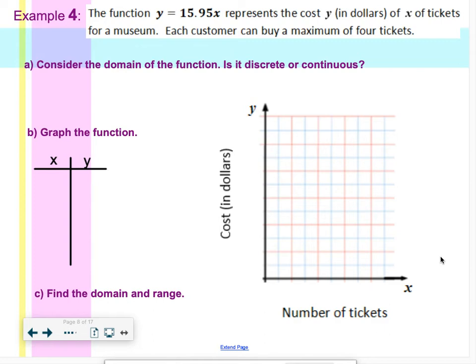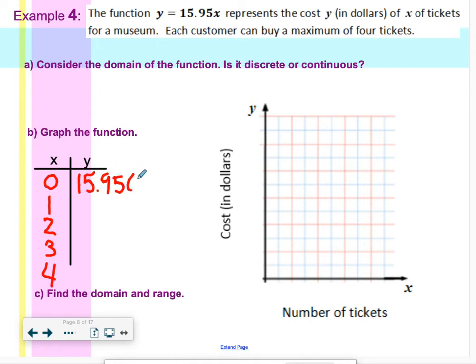So what's the most number of tickets I can buy? 4. And what's the least amount I can buy? 0, right? You don't have to buy any. So wouldn't it make sense to plug in 0, 1, 2, 3, 4? Yeah, good job. So let's plug those in. Make yourself a little T-chart. And now wherever we see an x, we're going to plug in our number.